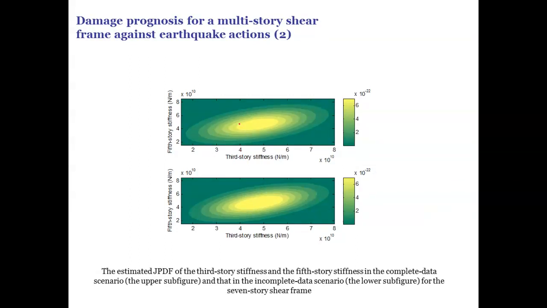This figure shows the joint probability density function obtained in the complete data scenario. The corresponding joint probability density function obtained in the incomplete data scenario is shown here. By visual inspection, there is no significant difference, but we need to test it systematically as well.